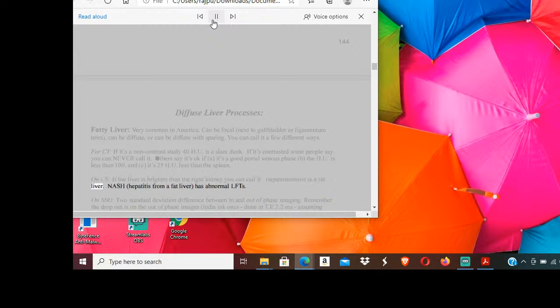hepatosteatosis, a fatty liver. NASH, hepatitis from a fatty liver, has abnormal LFTs. On MRI, 2 standard deviation difference between in and out of phase imaging. Remember, the dropout is on the out of phase images.